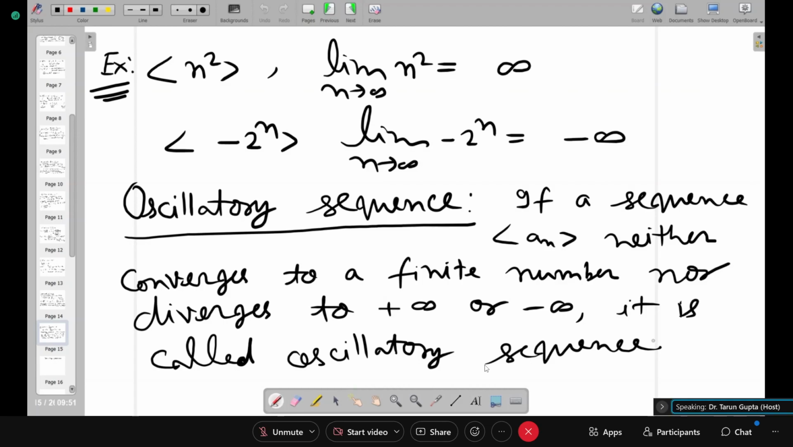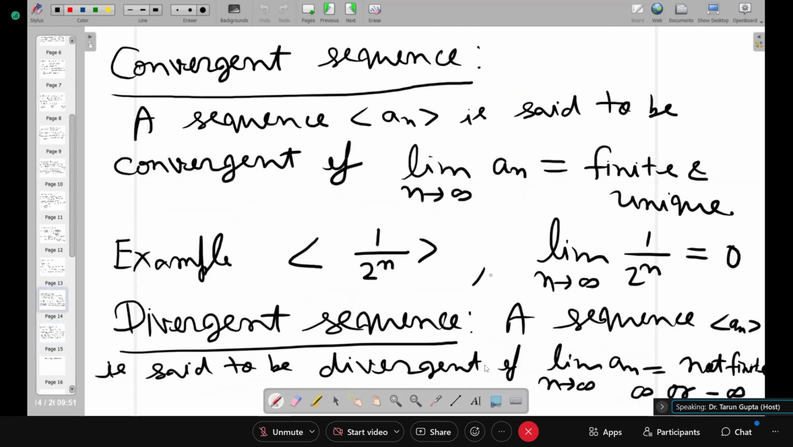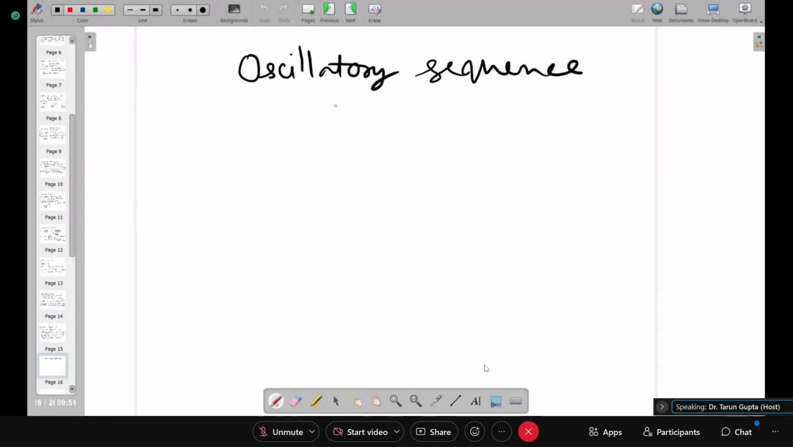No. Here 0 is coming, but 0 coming means convergent sequence does not mean this is 0. This may be 1, this may be 2, this may be 1 by 2, 1 by 4, any value, but a finite value and a unique value also. But if we are getting a finite value but not unique, for example minus 1 to the power n, when n is odd, minus 1, and when n is even, then 1, you are getting finite values but not unique. That means that is an oscillatory sequence. So oscillatory sequence, two types.